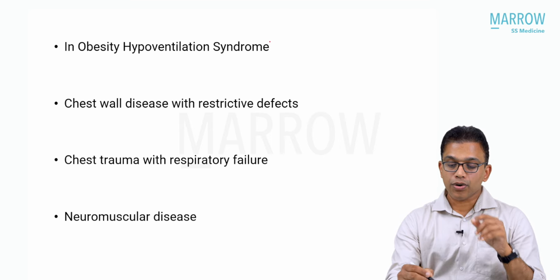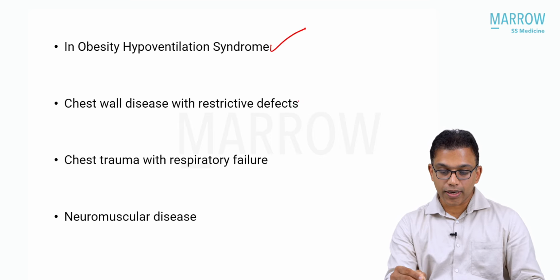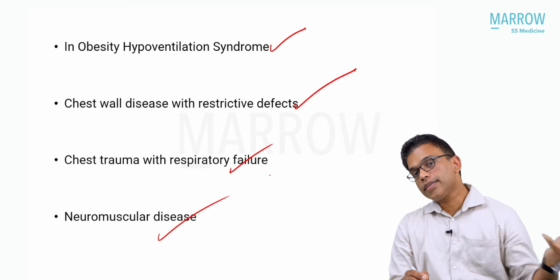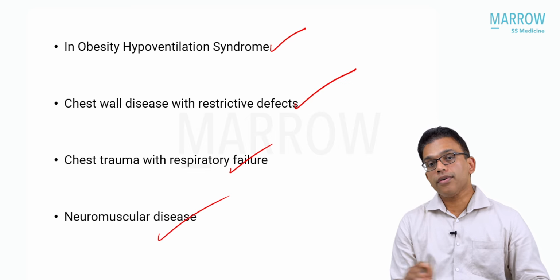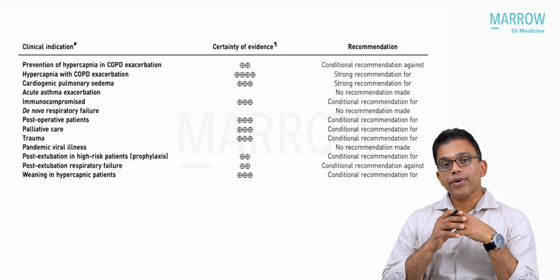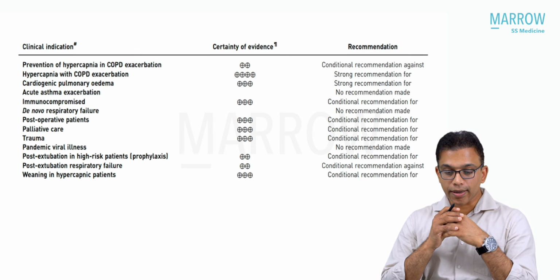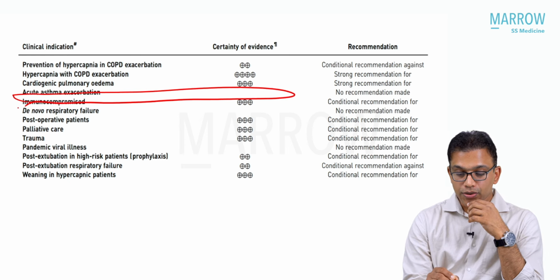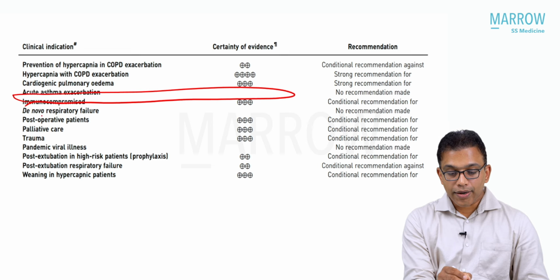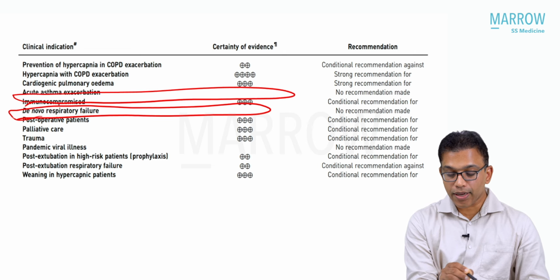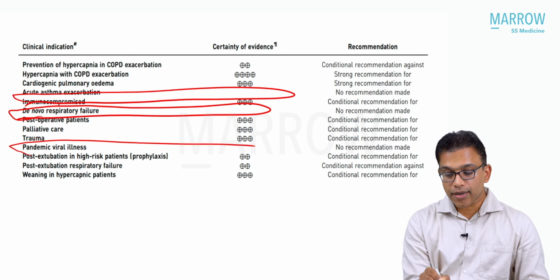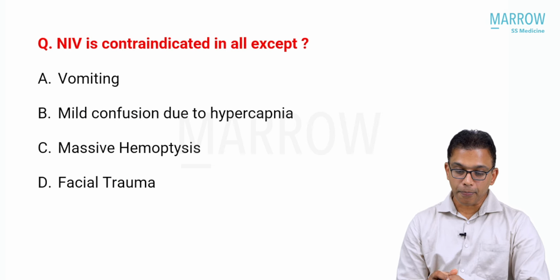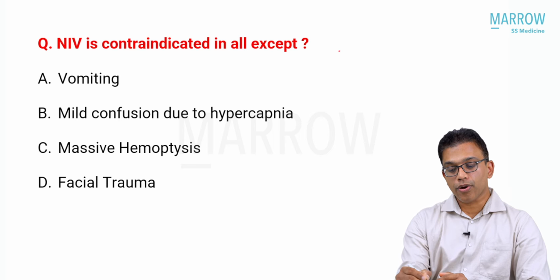The other indications, which have been discussed in the module, are obesity hypoventilation syndrome, chest wall diseases, chest trauma with respiratory failure. Neuromuscular disease is a very important indication, especially for home NIV also. So this I have taken from the guideline which I have shown you earlier. Look at this: acute asthma exacerbation, the certainty of evidence is not that much. And de novo respiratory failure, hypoxic respiratory failure, not much evidence. Pandemic viral illness, meaning COVID and all, not much clinical data is there. That is why. Another question, again, which is discussed in the module on NIV.